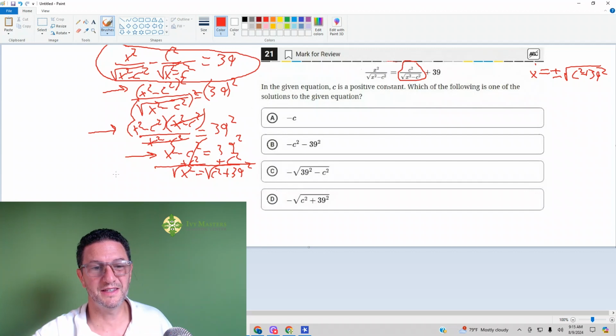And then to get x alone, I've got to take the square root of x squared right here. And what's my result? Anytime you say x squared equals something, it winds up being plus or minus. So x equals plus or minus the square root of c squared plus 39 squared. D is going to be your correct answer.